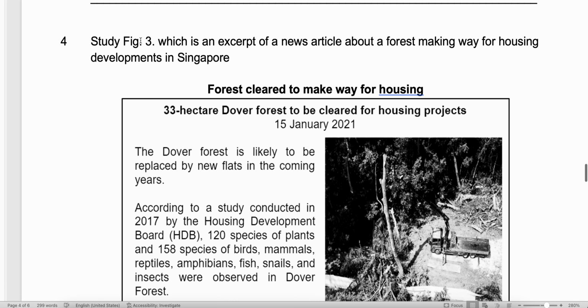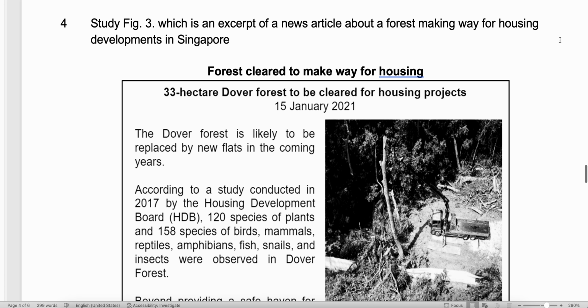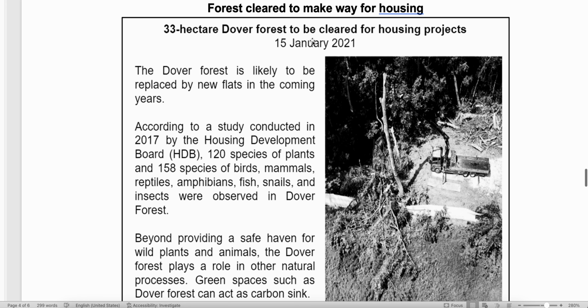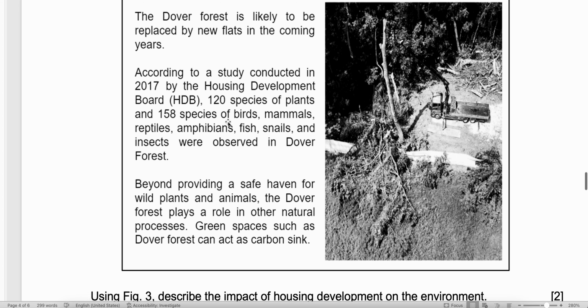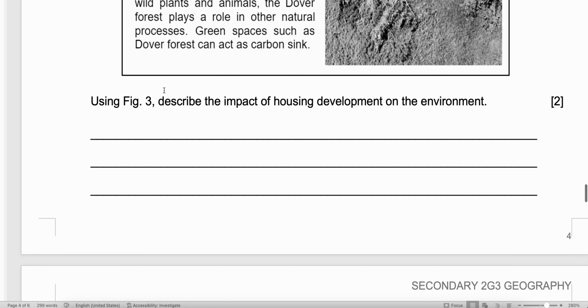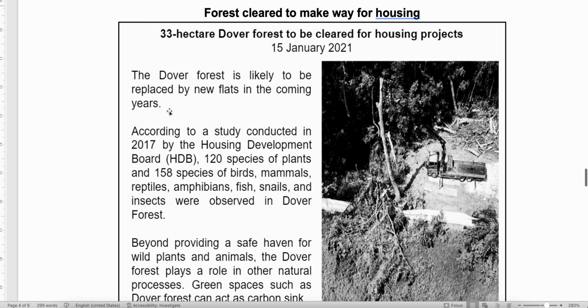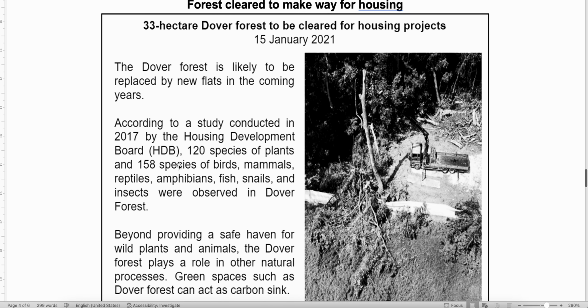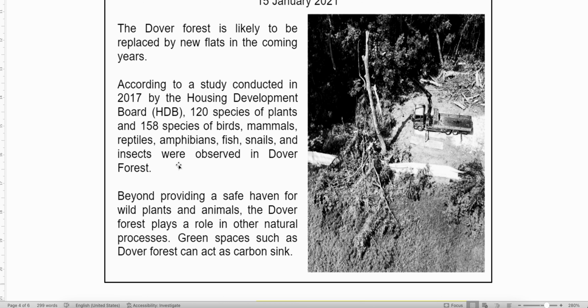Question 4, using figure 3, which is a news article about forests making way for housing development in Singapore. So you have about Dover forest being cleared for housing projects. Okay, which tells you about how 120 species of mammals are likely to be removed. Okay, and then it also acts as a carbon sink, something you learned in Sec 1. All right. So you're asked to describe the impact of housing on the environment. Okay, so you cannot just copy based on here. You must pick out information and link it to terms you have already used.